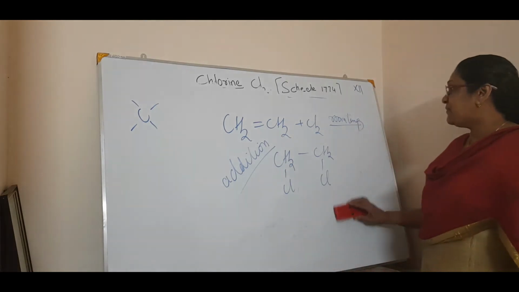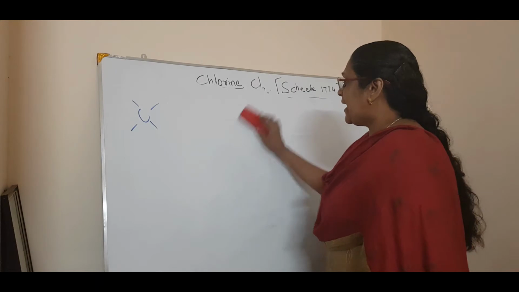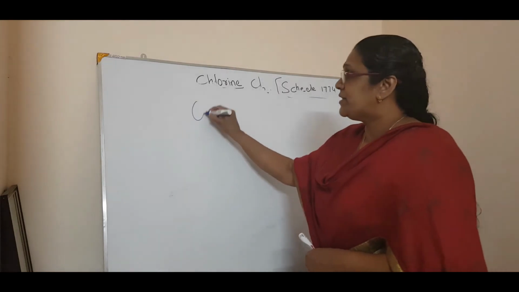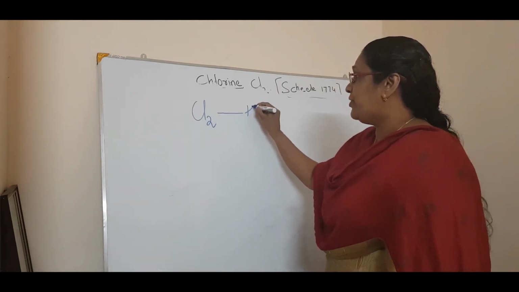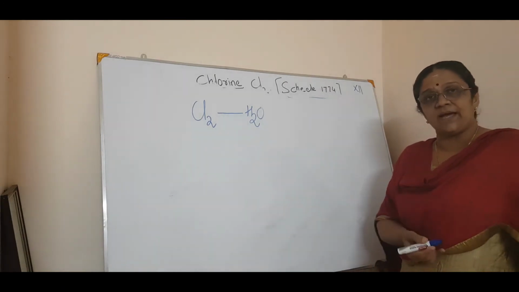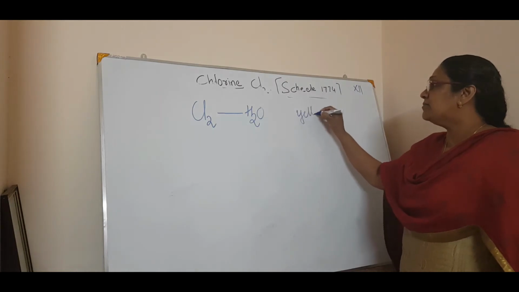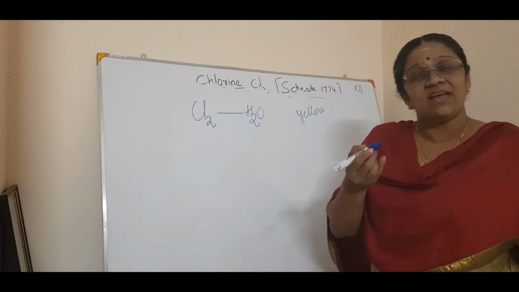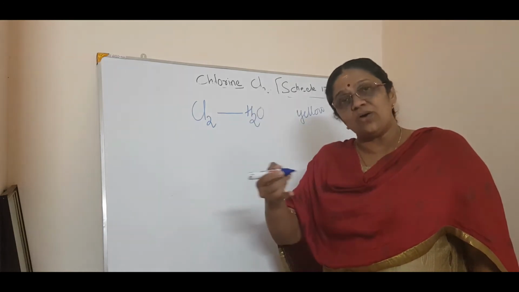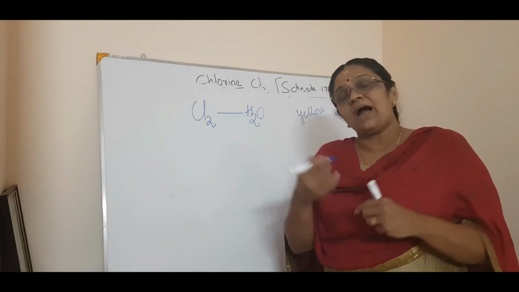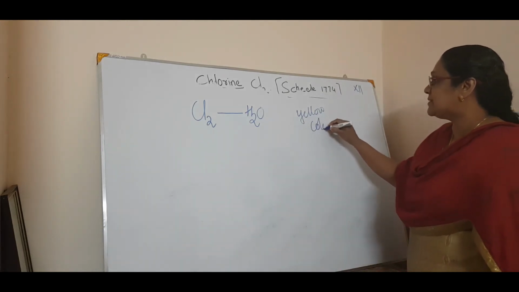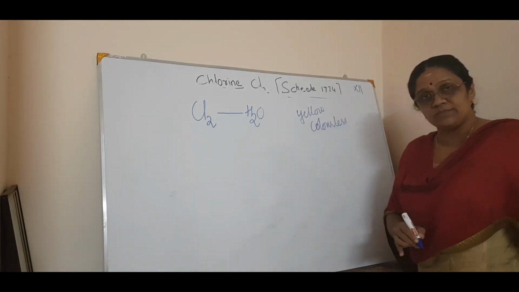Understood? Next we pass on to another very important property of chlorine, that is chlorine water. We know chlorine is highly soluble in water. When this chlorine water is kept for some time, it loses its yellow color. Chlorine gas is greenish yellow, and when it dissolves in water it has a yellowish color. But after it is kept for some time, this yellowish color disappears and a colorless liquid is formed.